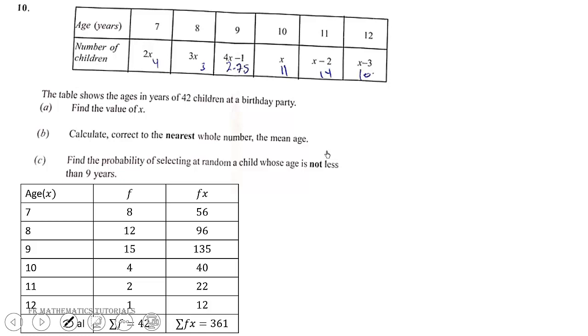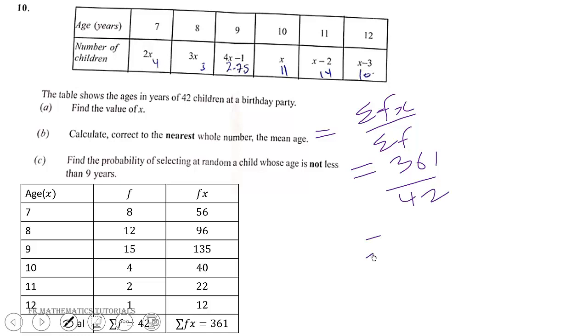So the mean age will be given by summation of fx over summation f, which is equal to 361 over 42, and that is equal to 8.5955952. So to the nearest whole number, it is 9 years. The mean age is 9 years to the nearest whole number.